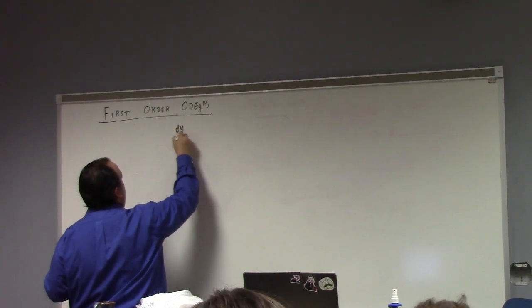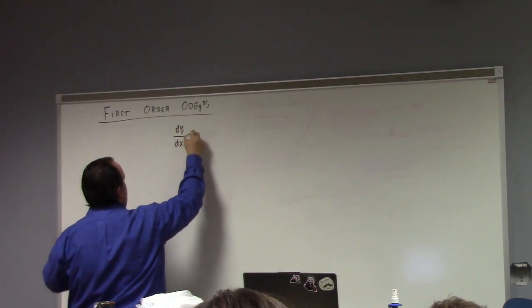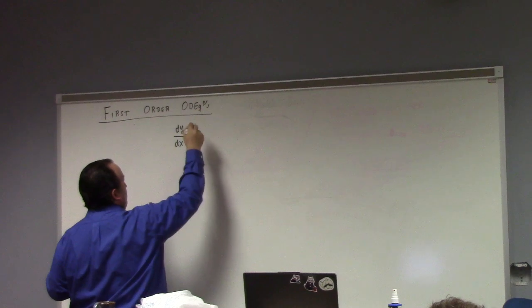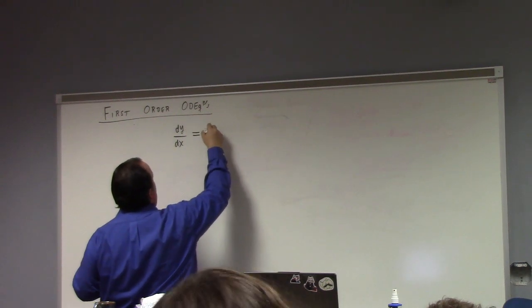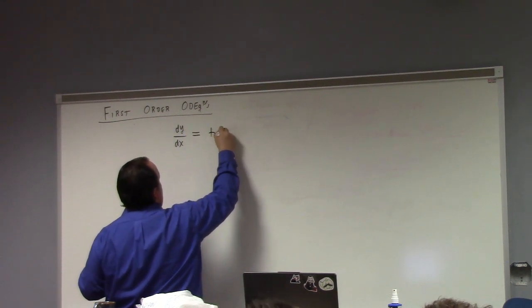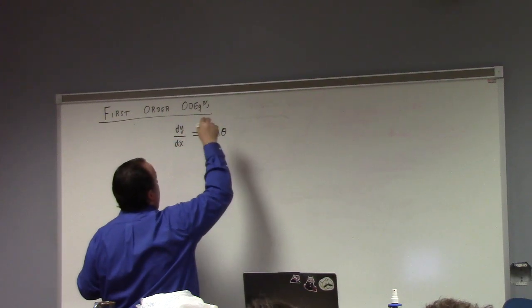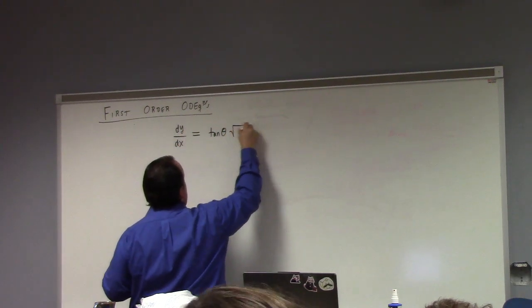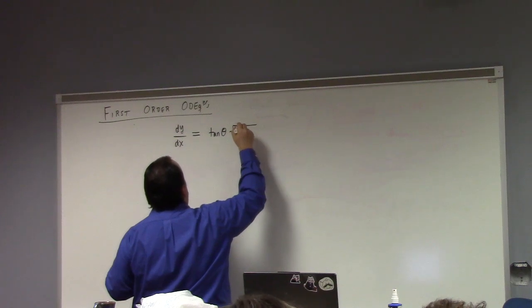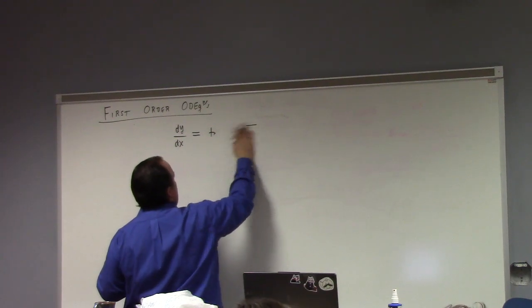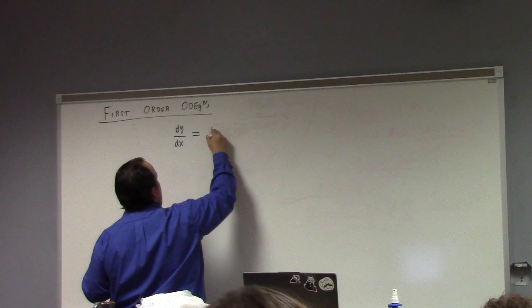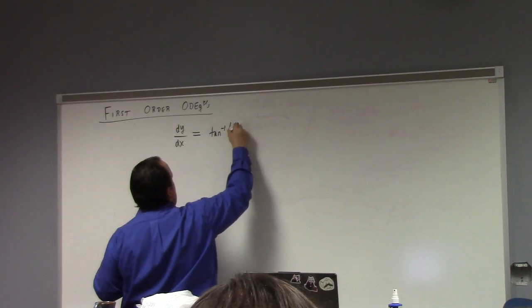dy dx equals tangent theta times the square root. Oh, tangent theta, what's wrong with me? Okay, I just gave it away. Inverse tangent of y over x.